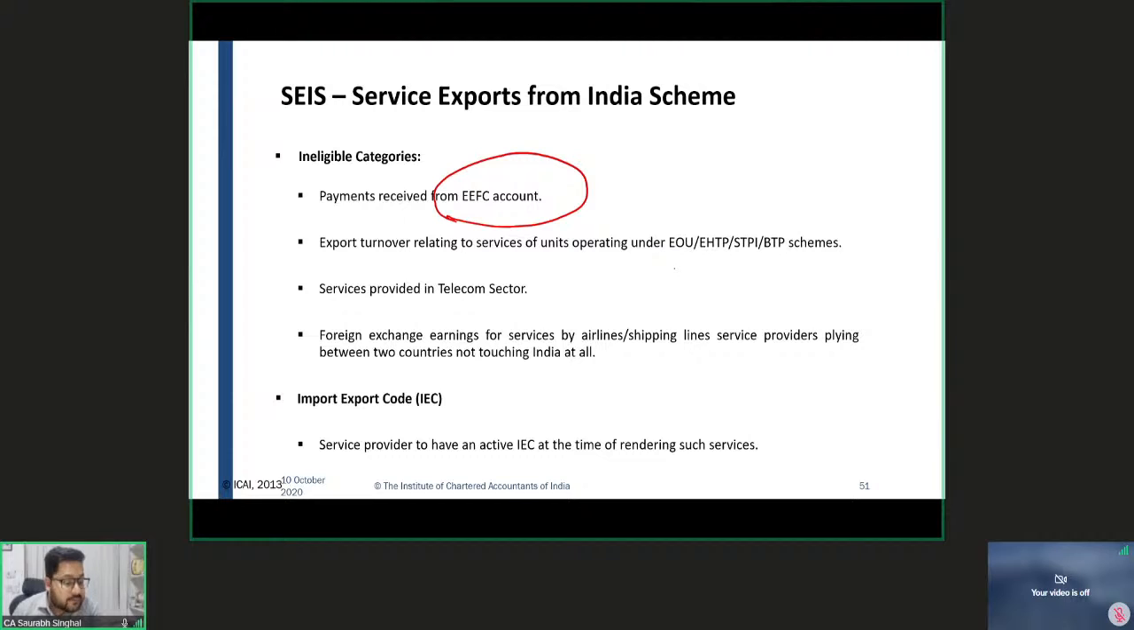If you are providing services and you are an EOU, ESTP, STP or BTP unit, the same ineligibility was there for MEIS also. So if you are an EOU, ESTP, STP unit, no SEIS. Suppose you are a service provider related to the telecom sector, like Airtel, like Vodafone, like Idea, like Reliance Jio. If they are exporting any services, no SEIS.